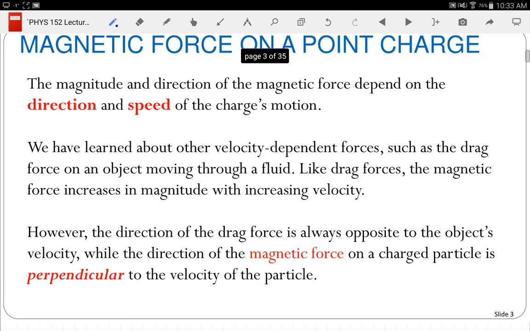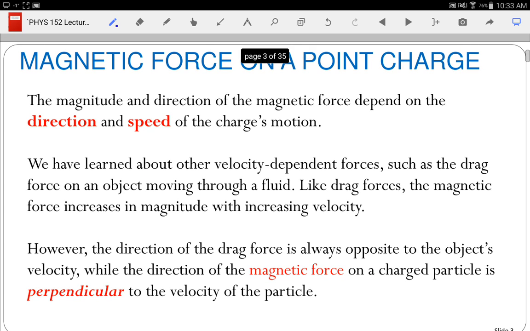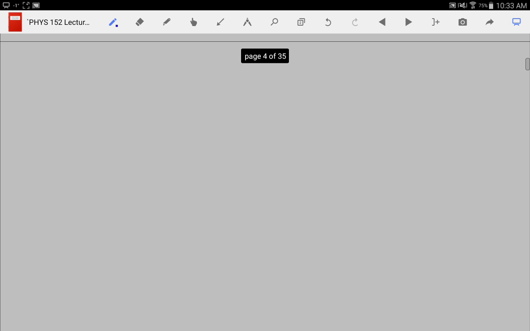There's only one thing here that I haven't already said, and that's that the direction of the force on a moving charged particle is always perpendicular to the velocity of the particle. It's also always perpendicular to the magnetic field. So we say it's mutually perpendicular to the magnetic field and to the velocity. That actually comes out just with the cross product.